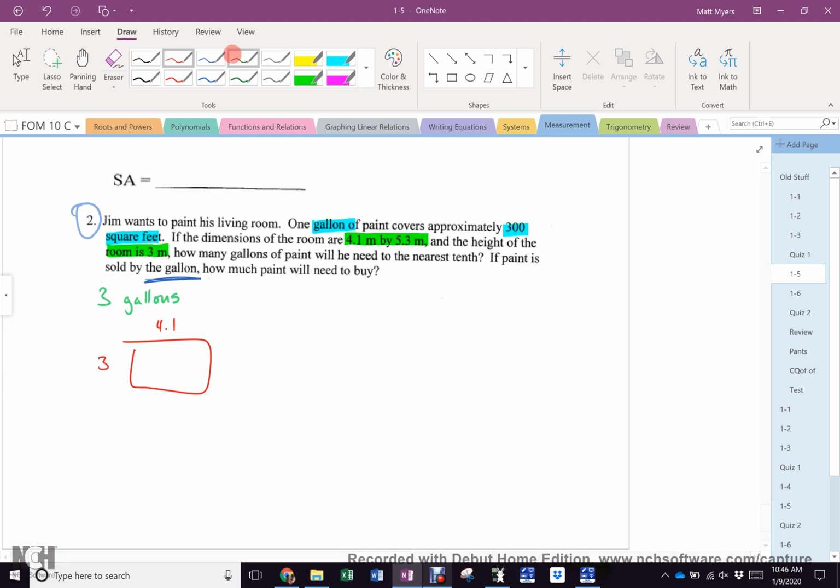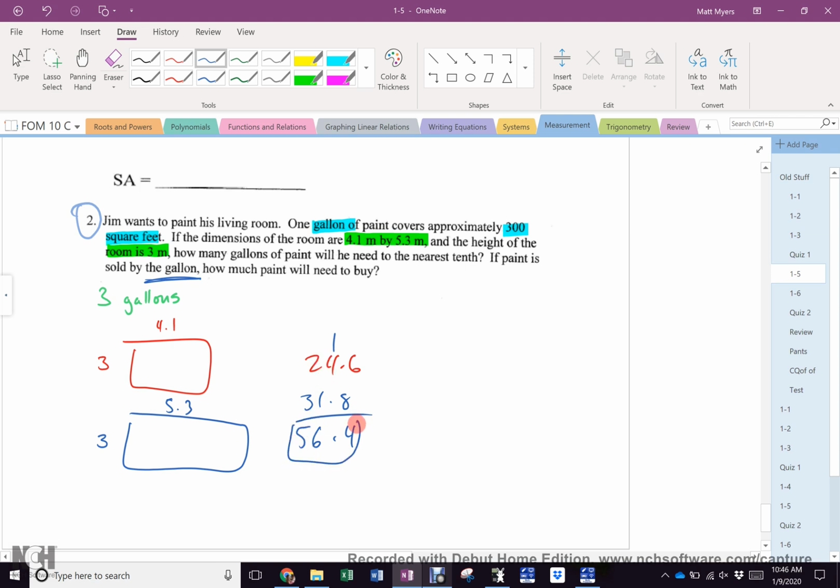4.1 by 3. 5.3 by 3. Do it with meters. 4.1 times 3 times 2, 24.6. Yes? 5.3 times 3 times 2, 31.8. That should have been blue. Agreed? Add it up. 0.4, carry the 1, 6, 56.4 meters, right?